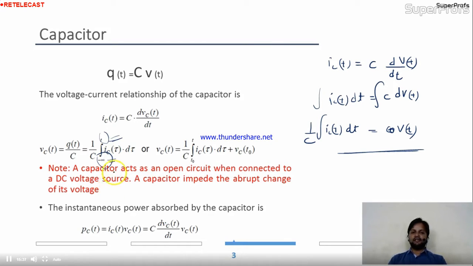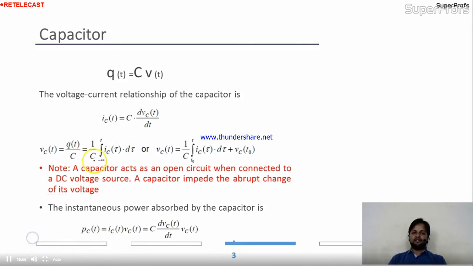So this point is very important for the capacitor. A capacitor acts as an open circuit when connected to a DC voltage source. A capacitor impedes the abrupt change of the voltage. What does it mean? They are saying the capacitor acts as an open circuit when connected to a DC source.